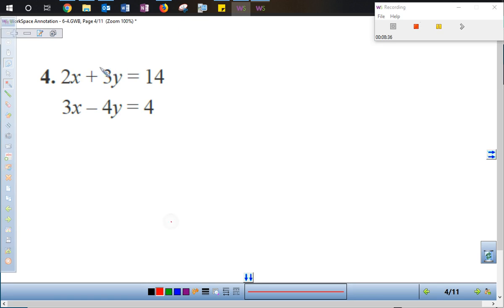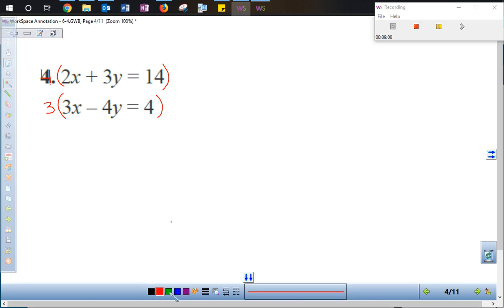So that means I need to turn this guy into a 12, and I need to turn this guy into a 12. So I'm going to start with my top equation. To turn a 3 into a 12, I need to multiply the whole equation by 4. And on the bottom equation, to turn a 4 into a 12, I need to multiply the whole equation by 3. Now just a reminder, these signs are already different, so I don't have to worry about signs over here.